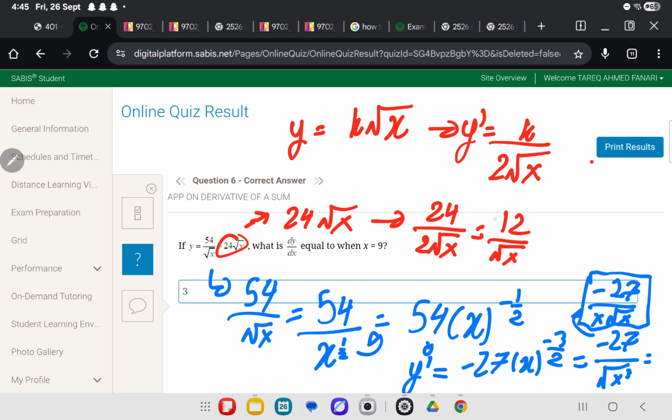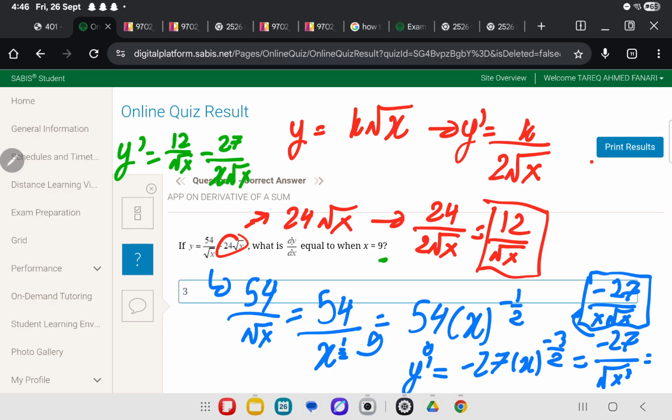Okay, now I'm gonna put a box around this. So I can simplify this now. Y prime, I'm gonna use a different color, I'll use green. Y prime is equal to 12 over radical x plus negative 27, so it's gonna be minus 27 x radical x.